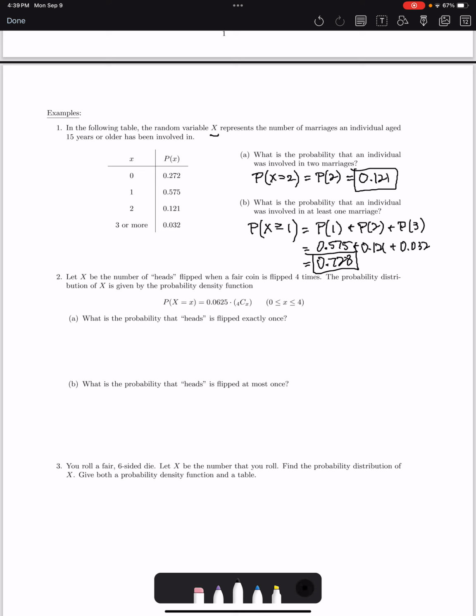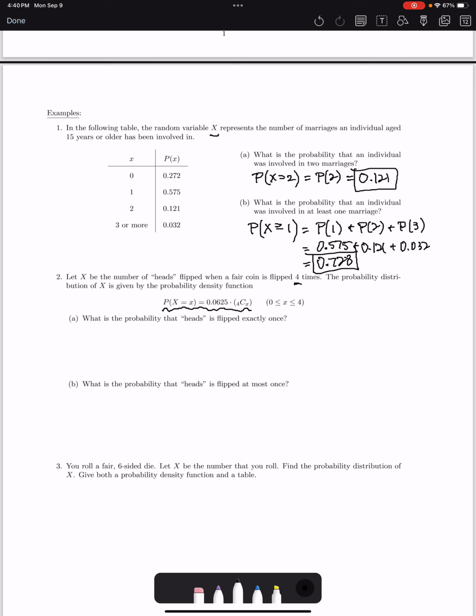Let's look at another one. Here, we're not given a chart, we're given a PDF, right? We're given an actual probability density function. And this function is supposed to represent x, the number of heads flipped when a fair coin is flipped 4 times. Since we're flipping the coin 4 times, it's possible that x, the number of heads, could be anything between 0 if you never flip heads, or 4 if you flip heads every time. It's not very likely that that will happen, but it could happen, right?